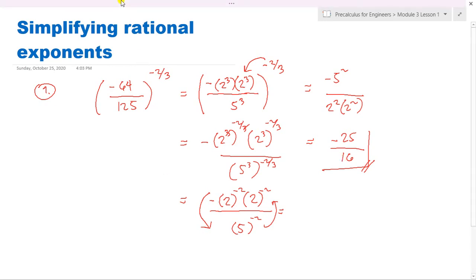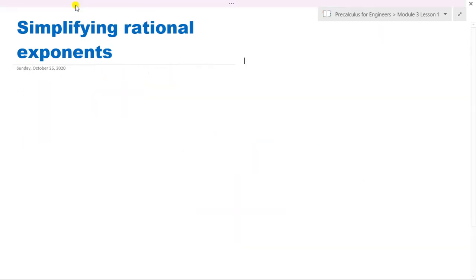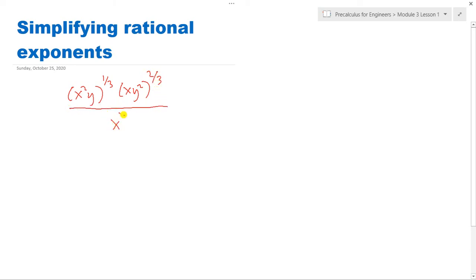So, let's try example number 2. So, erase muna natin to. Next example. How about we are given x squared y. So, we have x squared y raised to 1/3 times xy squared raised to 2/3 all over x raised to 2/3 times y raised to 2/3.